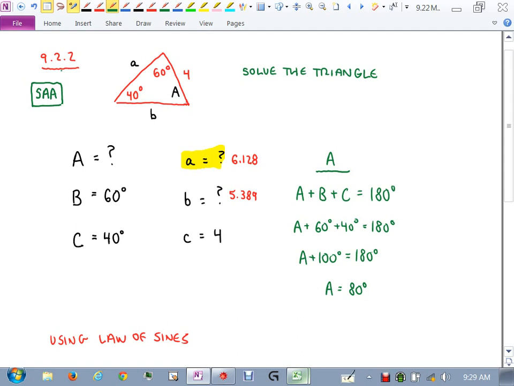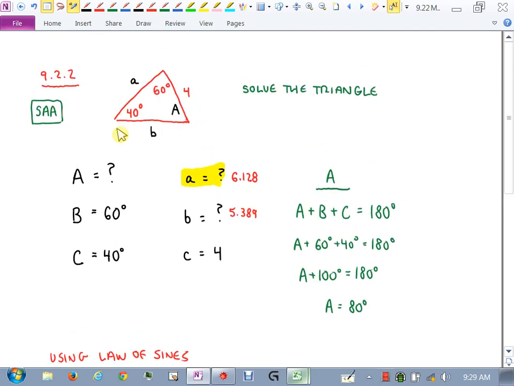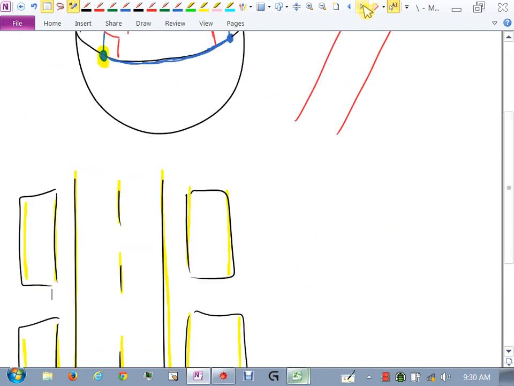What if we have an angle, a side, and a side? That'll be fun. Let's take on that in a second. Yeah, we'll do it now. So here's 9.23.